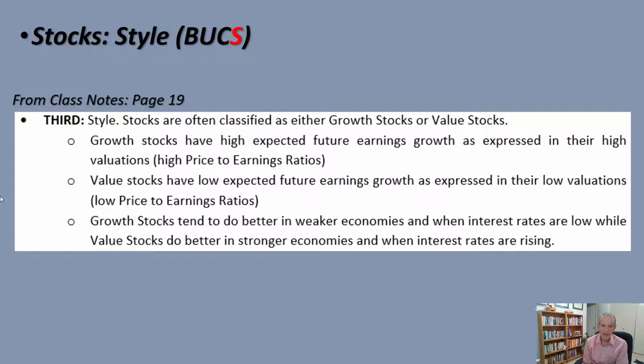Value stocks do better in stronger economies. They do better when interest rates are rising. Why do growth stocks not do well when rates are rising? You saw this last year. Anytime you saw interest rates rising, growth stocks underperformed value stocks. And the reason for that is a lot of the value of growth stocks is out many, many years into the future. They're growing faster. So when interest rates rise, you're having to discount that very far out future value with a higher discount rate. That's going to hurt their valuations more than value stocks.